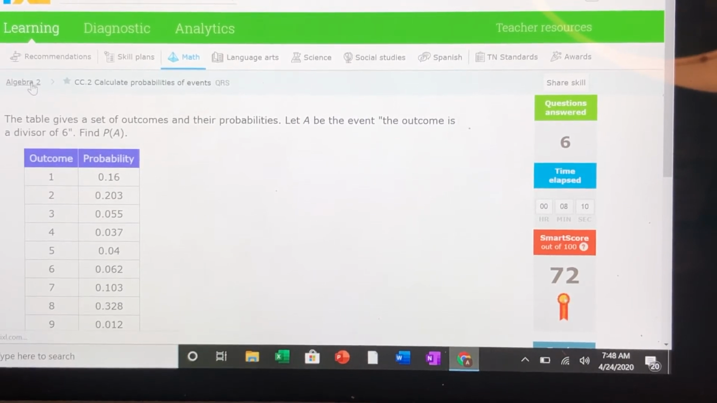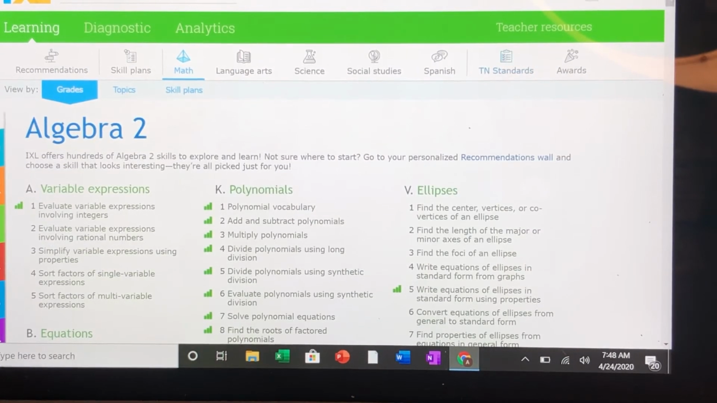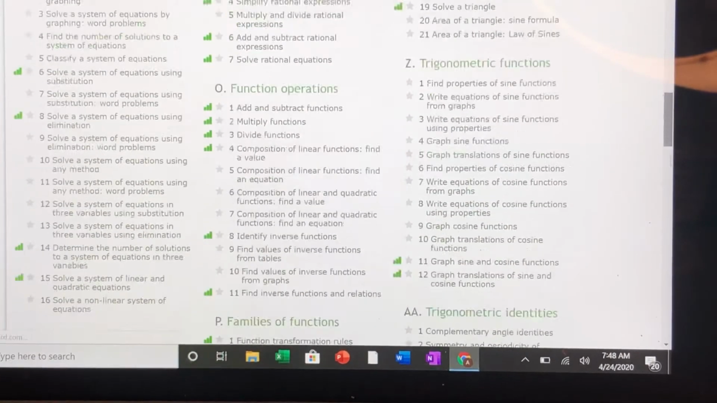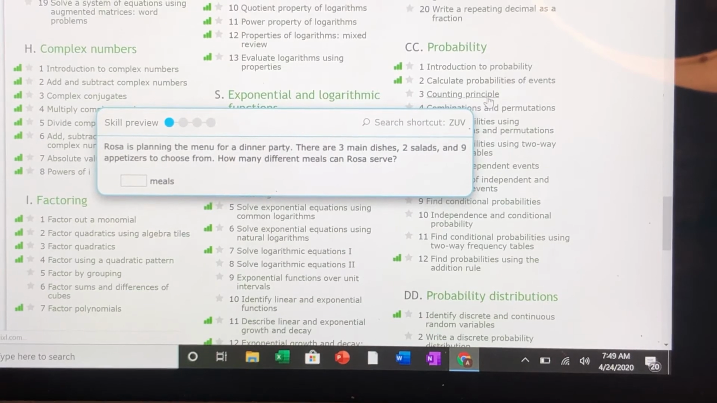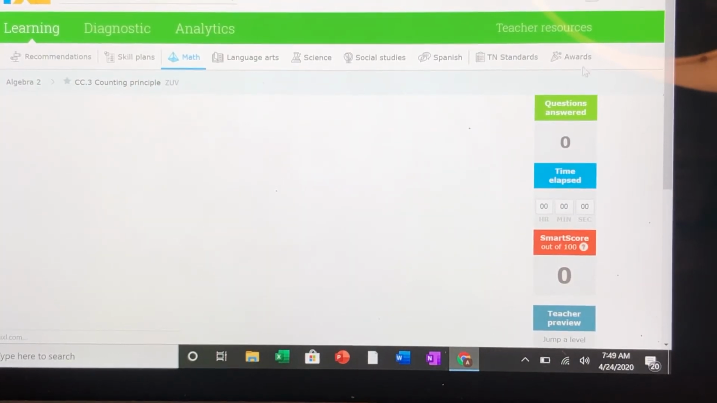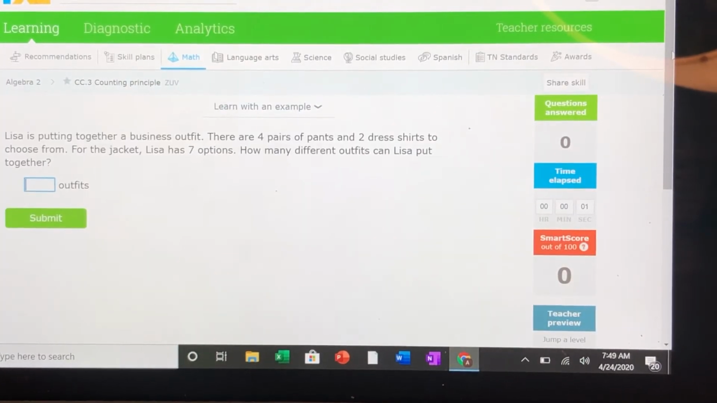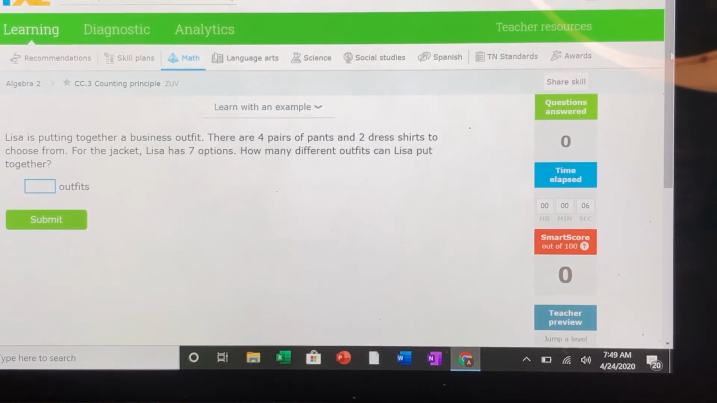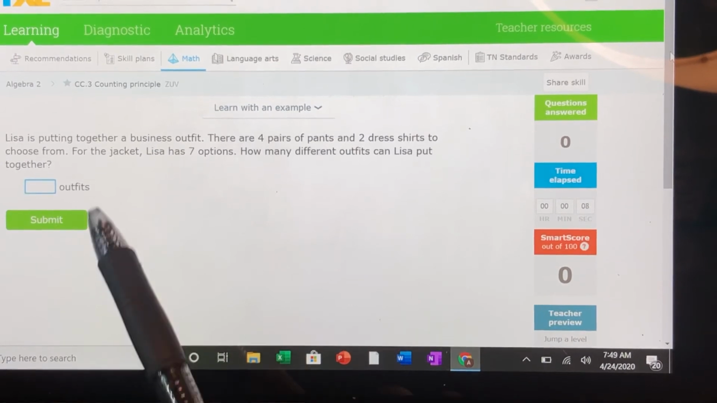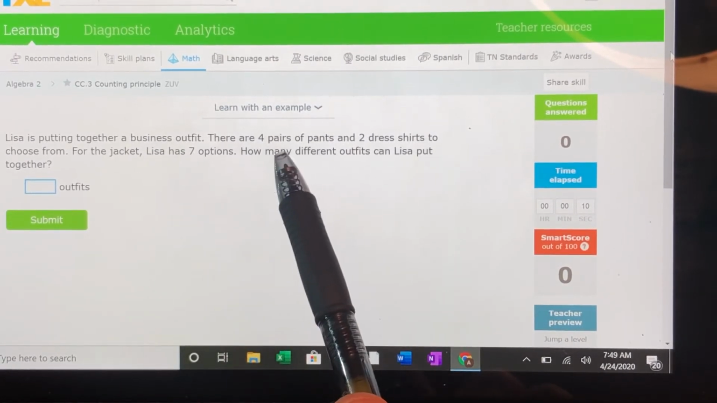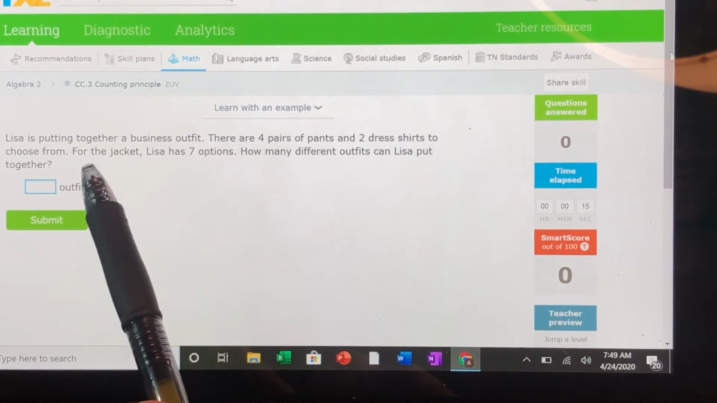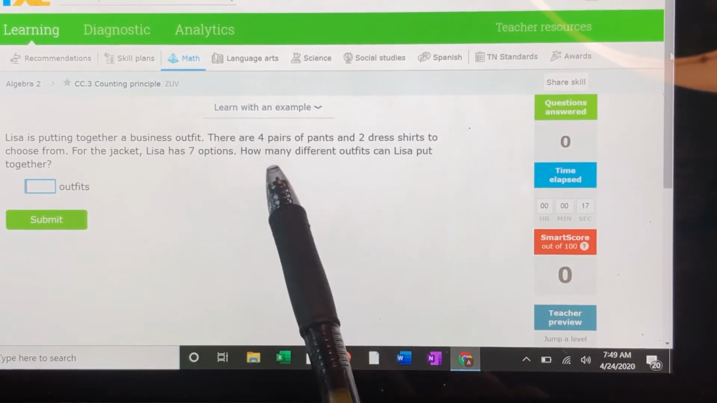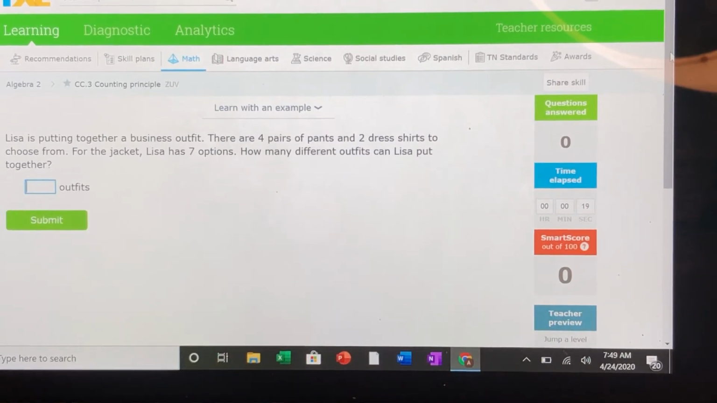Now let's go ahead and try CC3. That's the one where we're doing the counting principle. Let's go down to CC3. And you'll see that these problems are kind of like the story problem that we started the video with. And they're just as easy because you're really just multiplying things together. Lisa is putting together a business outfit. There's 4 pairs, well, this sounds familiar. 4 pairs of pants, 2 dress shirts to choose from. For the jacket, Lisa has 7 options. How many different outfits can Lisa put together?